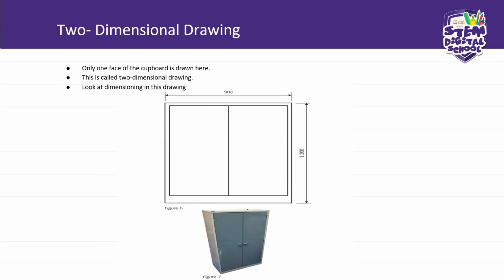Probably there wasn't any instruction that you must also write the scale. You may be instructed to write the scale too. So when you write the scale, you are indicating that 1 millimeter on the drawing is representing so many millimeters on the real object. In this case, the real object is the cupboard. So it's very big. It doesn't fit in this drawing. So there has to be a scale, okay?